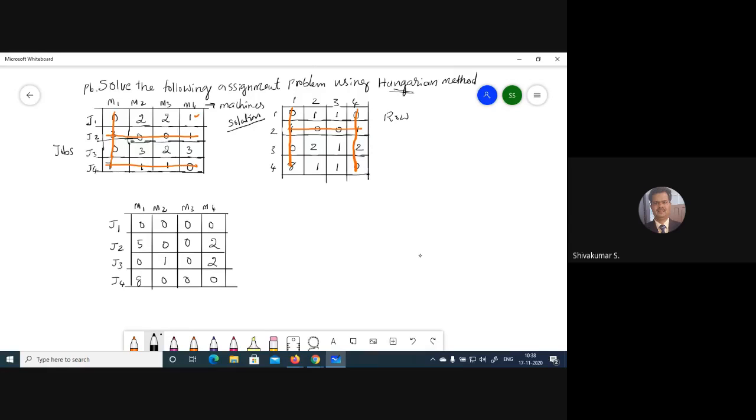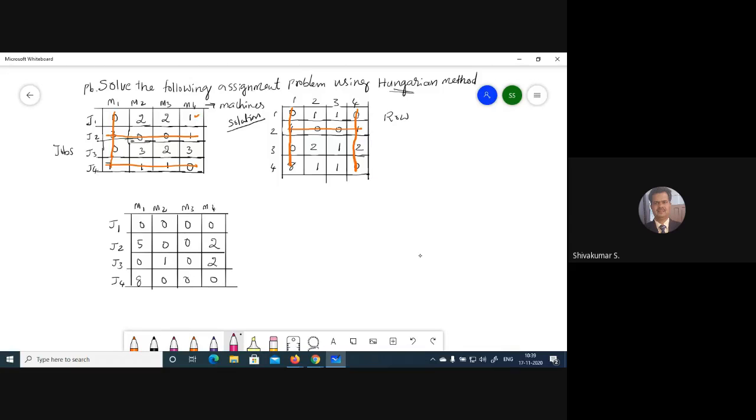This is a fair time. Already you have drawn 2 lines. 2 times you have drawn lines now. Surely you're going to get a solution here. So now, I told you once again, you have to choose the single zero row or column to make an assignment.